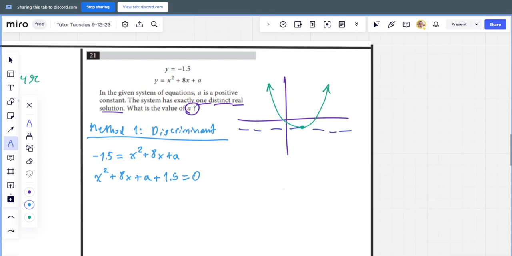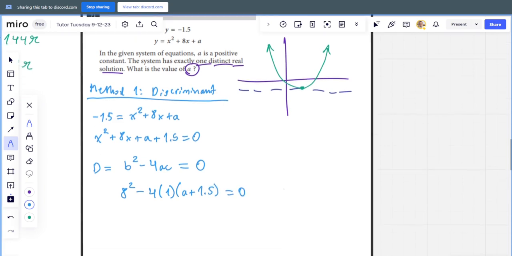And for the discriminant, we want the discriminant, b squared minus 4ac, equal to 0. Or in other words, 8 squared minus 4 times 1 times a plus 1.5. We want this discriminant exactly equal to 0 so that the system has one distinct solution.